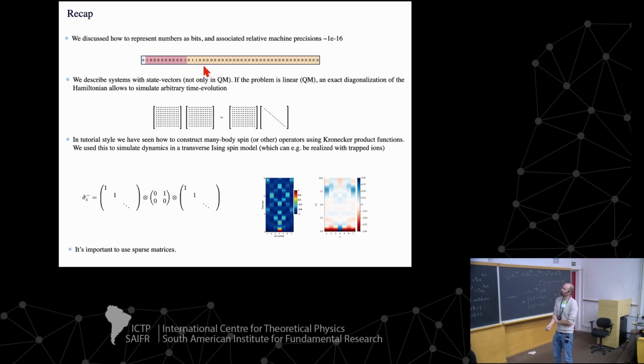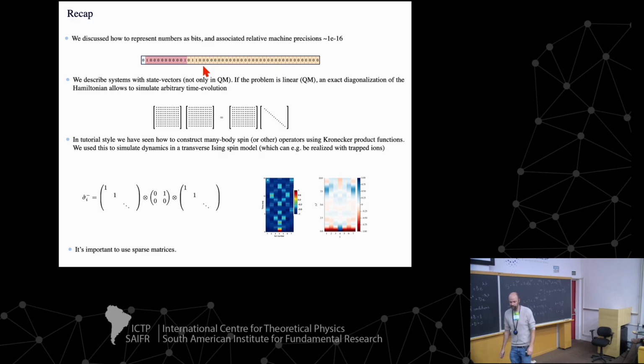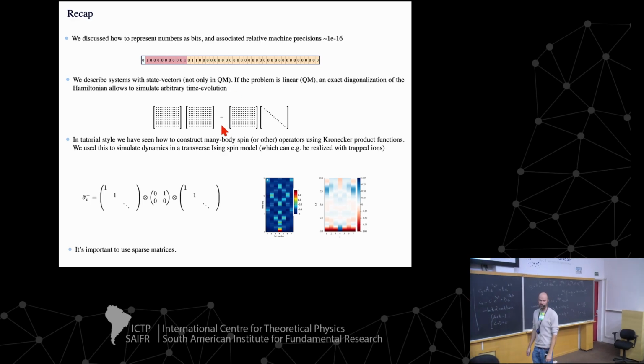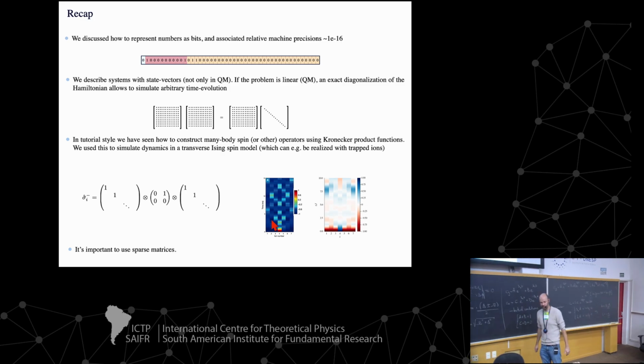Okay, so I was showing you just how to write down numbers in computers and vectors in computers. I touched a bit on diagonalization, and that diagonalization really solves a problem for you, because with diagonalization, you can then do an arbitrary time evolution. And the example that we looked at was this initial spin-flipped state of this transverse Ising model evolving as a function of time.